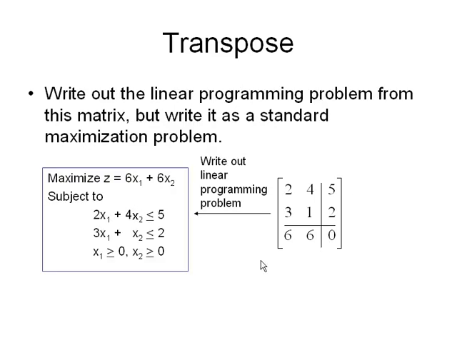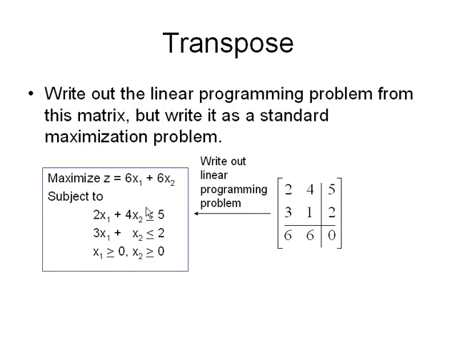Once I have that new matrix, I'm going to write it out as a linear programming problem. But I'm going to write it out as a standard maximization problem. So that bottom row that we had before, 6, 6, 0, is going to become the objective function z equals 6x1 plus 6x2. So 2, 4, 5 becomes 2x1 plus 4x2 less than or equal to 5. 3, 1, 2 becomes 3x1 plus x2 less than or equal to 2.